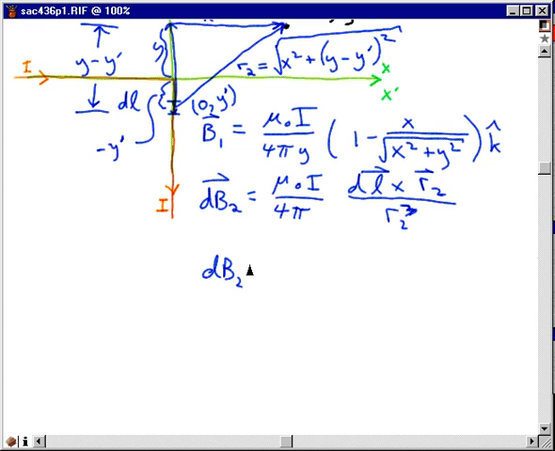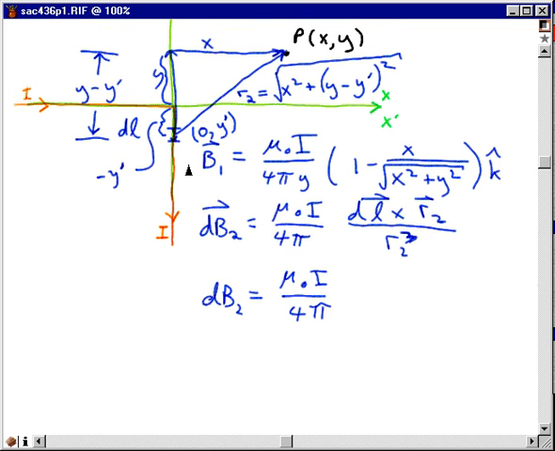Every contribution is going to be in the z direction, so dB2 as a non-vector, I'm just getting the component in the z direction at this time, will be mu 0 I over 4 pi. Now dl is going to be a step. I'm going to be integrating from 0 down to minus infinity, so I'm stepping in negative directions. So dl itself is a minus dy.